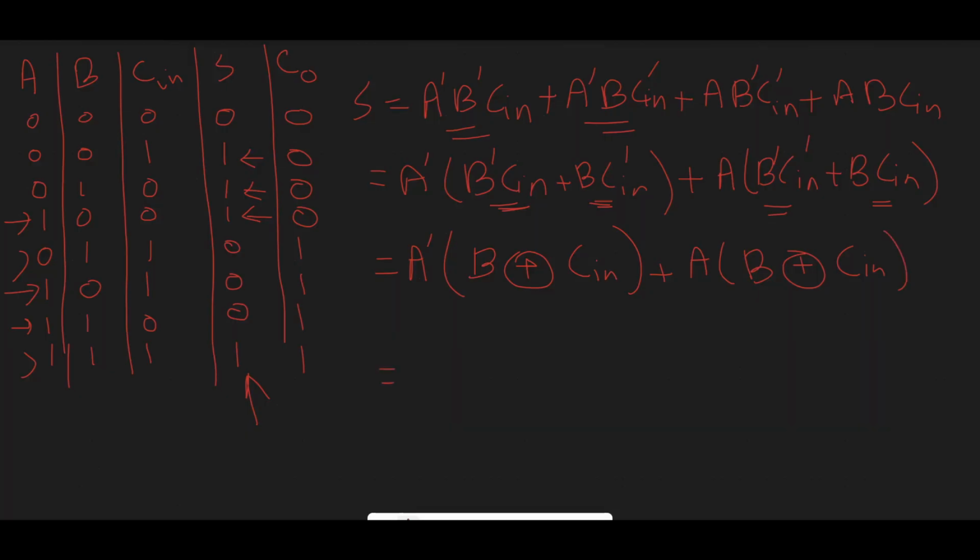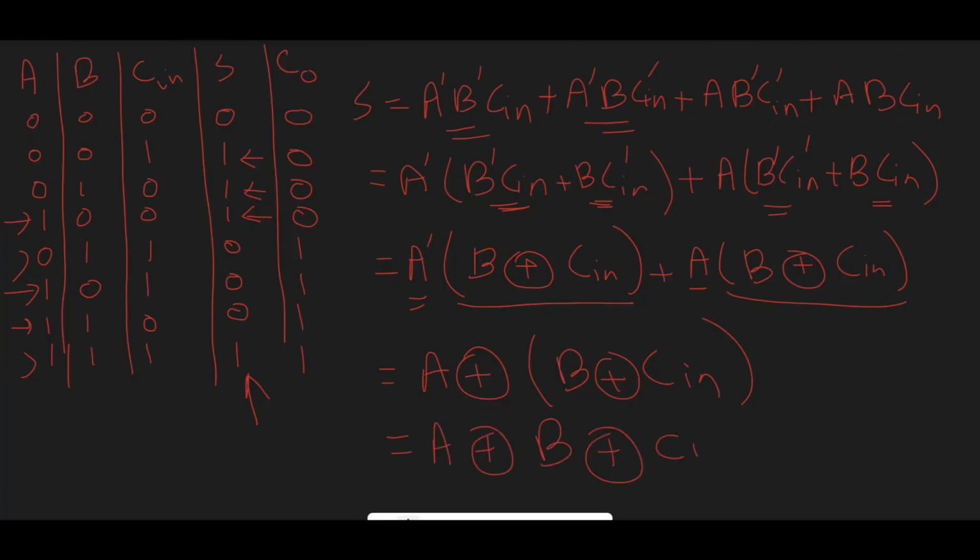Now we have A prime multiplied by a specific term plus A multiplied by the same term. So this is also one XOR the other one. So it will be A XOR the whole second term, which is B XOR Cn, with a circle to represent the XOR. So this will be equal to A XOR B XOR Cn, because the order doesn't matter. So this is the final expression for S.